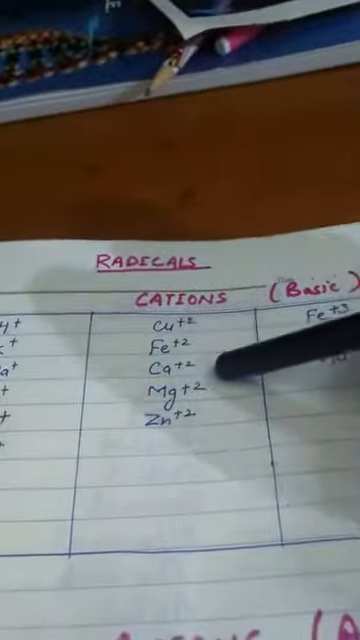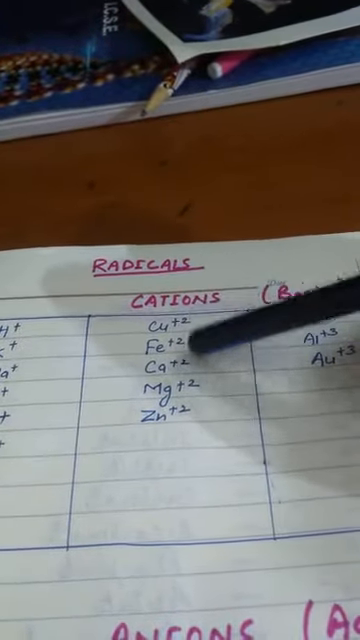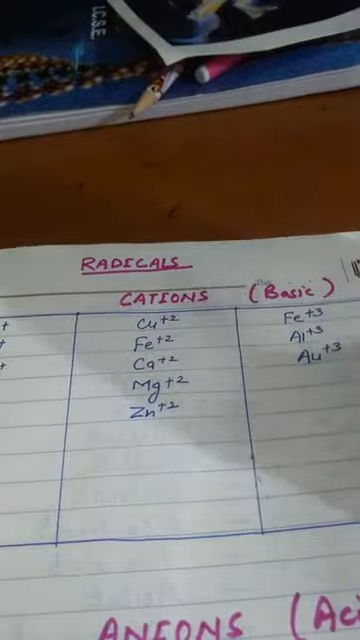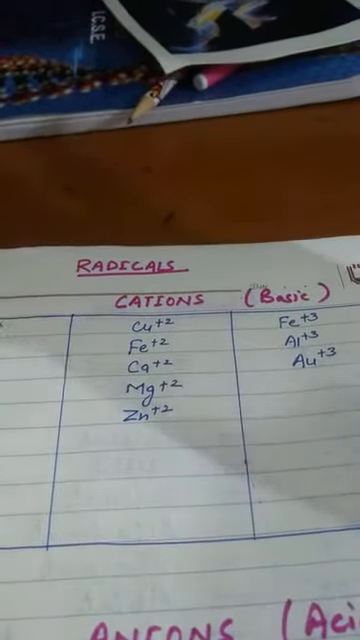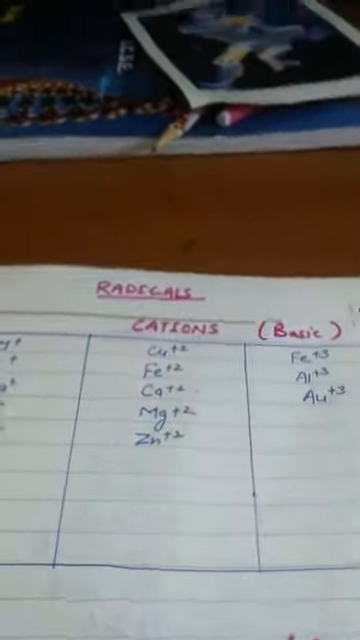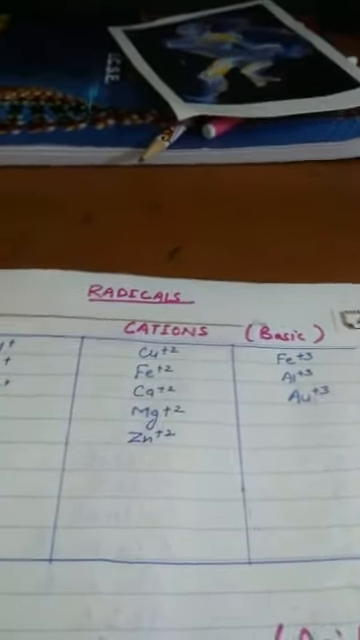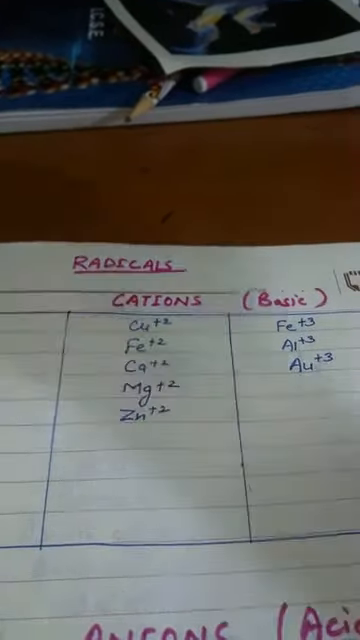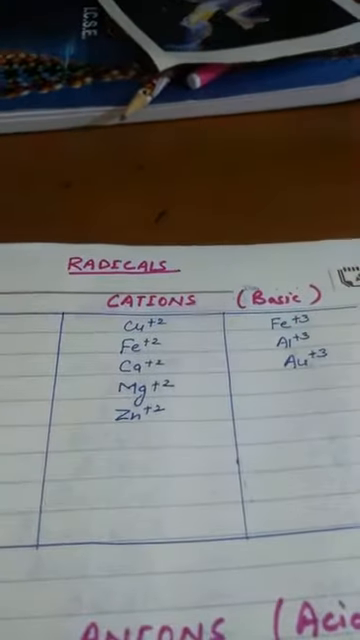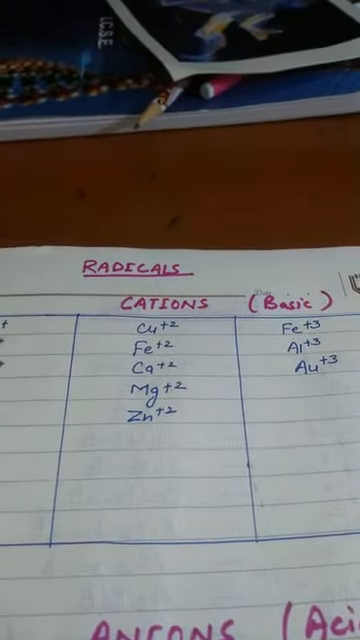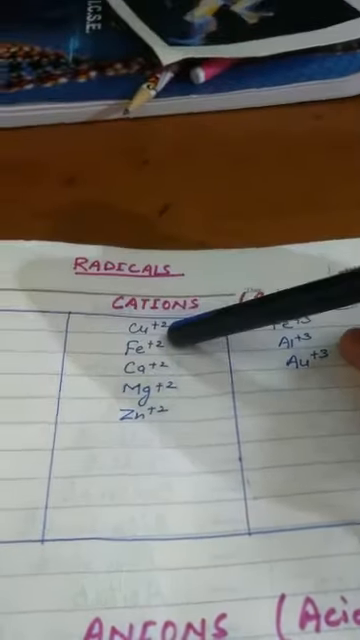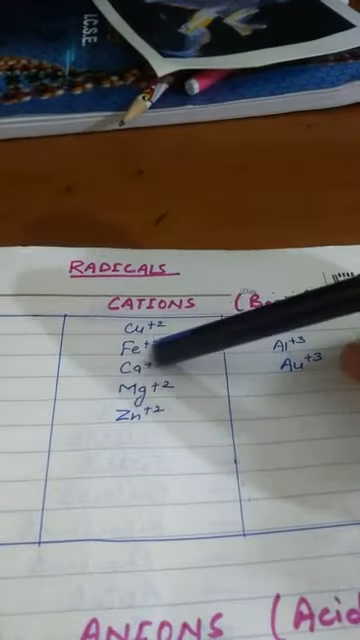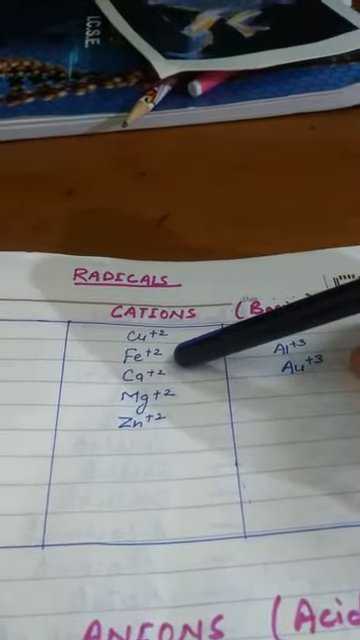Okay. Now come to the second column. In the second column there are 2 elements that show variable valency. We have already studied that variable valency means more than one valency, and you have studied copper and iron as showing variable valency. So first you write those. Copper +2, iron +2. Copper +2 is called cupric ion, and Fe +2 is called ferrous ion.